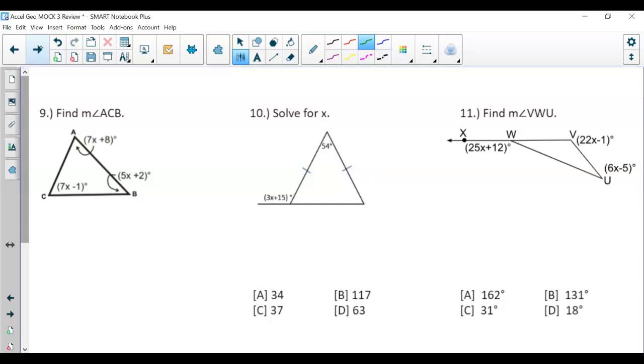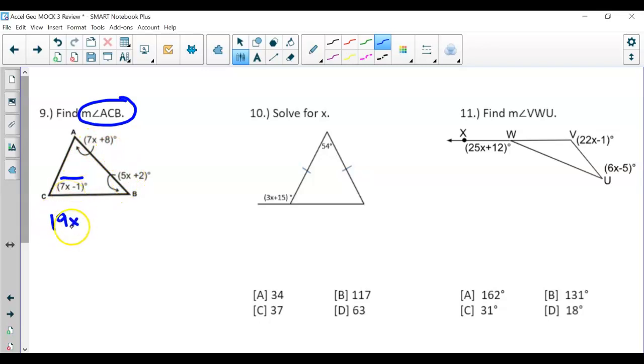So now question number 9. So 9, we're given our triangle, all three interior angles. So we know that they all add up to 180 degrees. Now keep in mind though, we're looking for the measure of angle ACB. So in the end, we're looking for the measure of this angle here, right? However, we have to know what x is. We're going to add them all up, combining like terms.